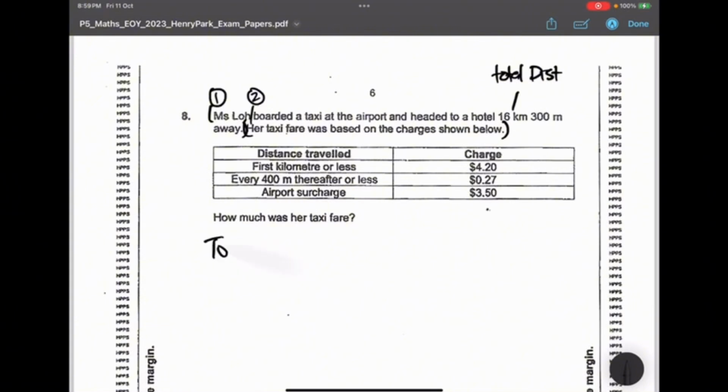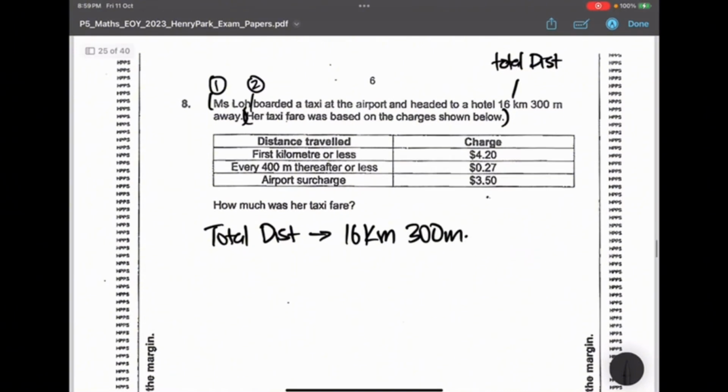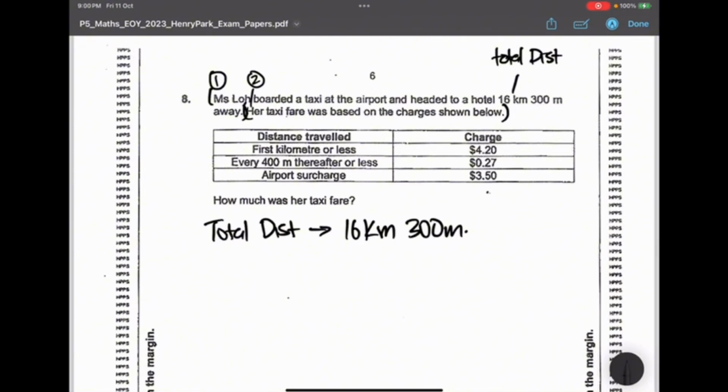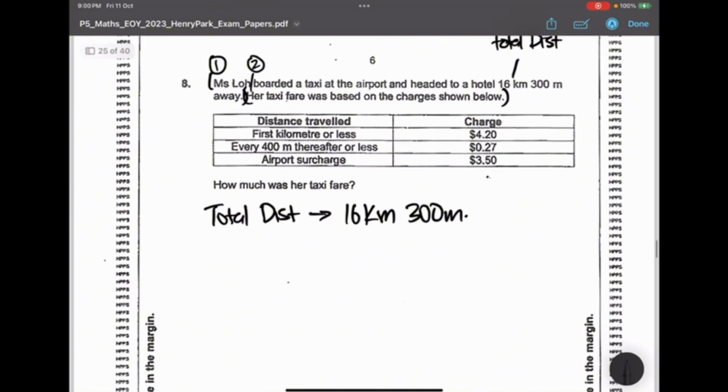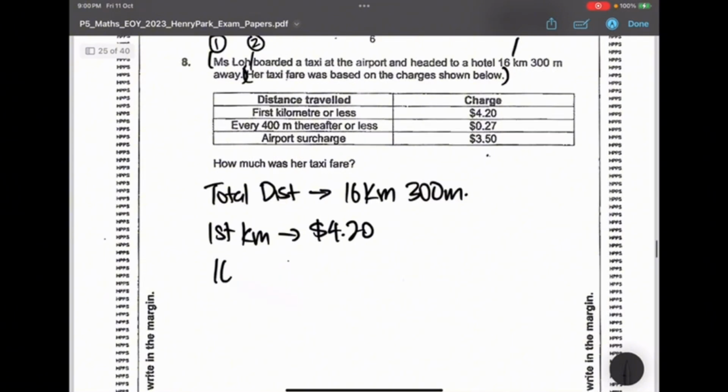Knowing that the total distance equals to 16 km and 300 meters, we definitely know that she had to pay the first kilometer, which is $4.20. So what I'm going to write down here, the first km equals to $4.20. And what she is left with is 16 km 300 meters minus 1 km, and that would just give me 15 km and 300 meters.